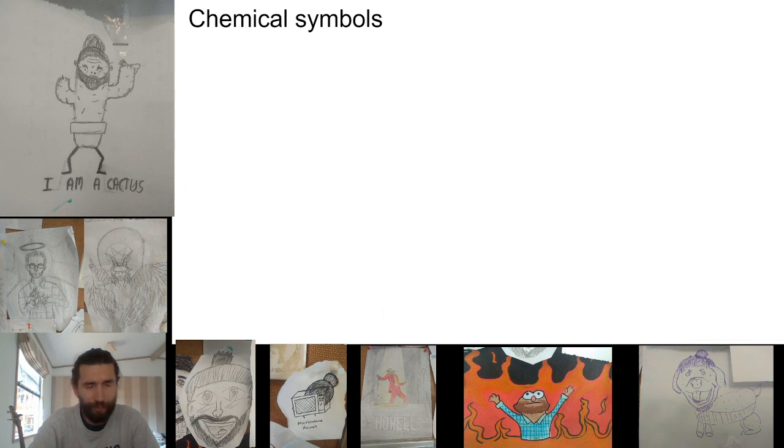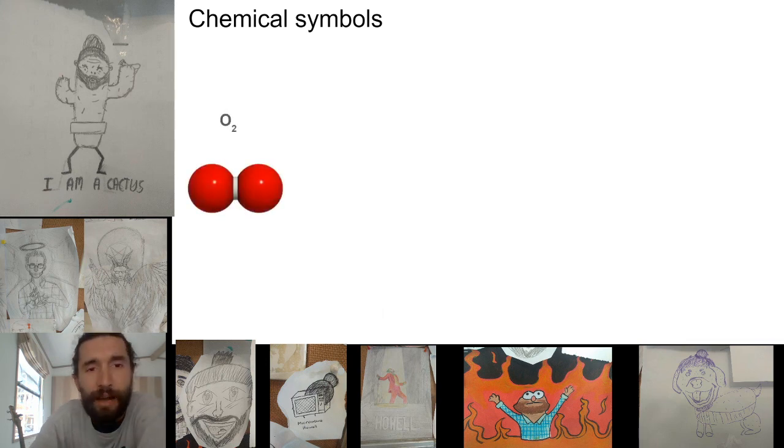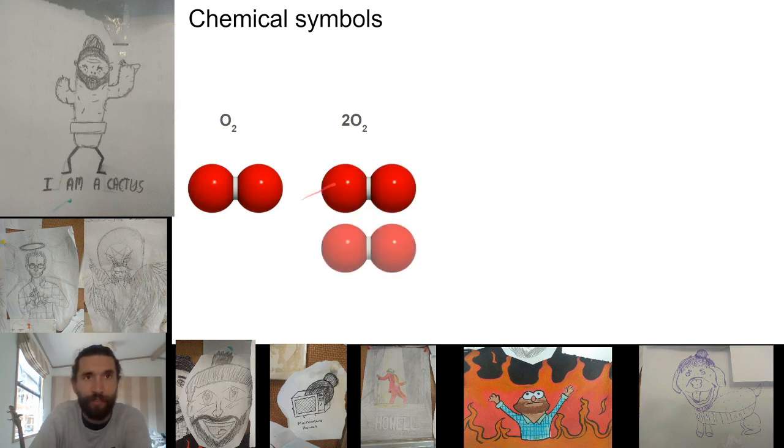All right, so moving on, if O2 is this, two oxygens bonded together, then in a chemical equation, if we put a big 2 in front of that O2, it means we have two lots of these oxygens bonded together. So that's O2. This is 2O2.